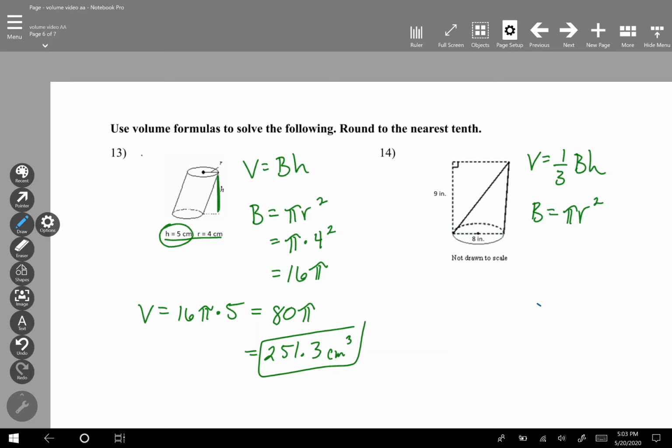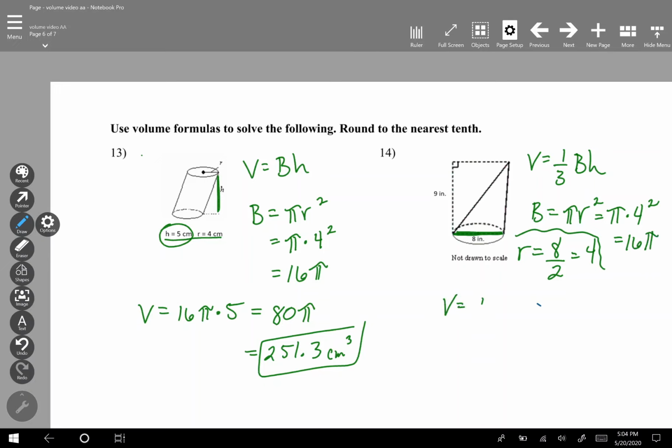Okay, and then the last thing here, we've got our cone. Again, be careful here. This 8 inches is the diameter, not the radius. So for the radius, we've got to do 8 divided by 2. So it's 4. So you've got to do pi times 4 squared, which comes out to be 16 pi.